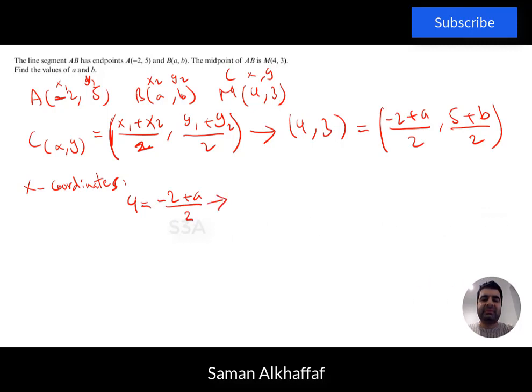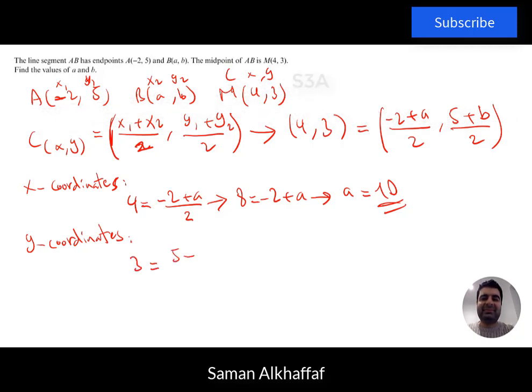So that can be simplified, so that will give us 8 equal to minus 2 plus a, and that will give us a being 10. And if we look at the y coordinates, that will give us 3 equal to 5 plus b over 2, so that would give us 6 equal to 5 plus b, and that would give us b being 6 minus 5, so that will give us 1 as the value for b.